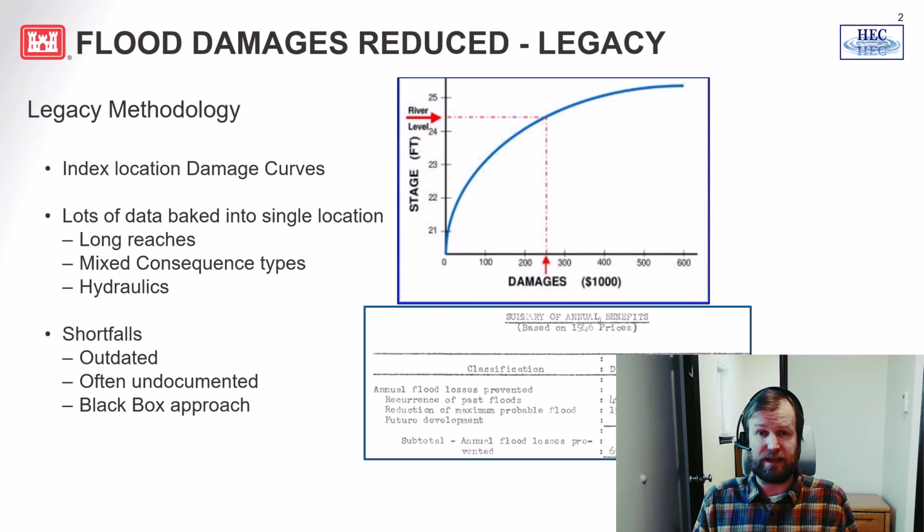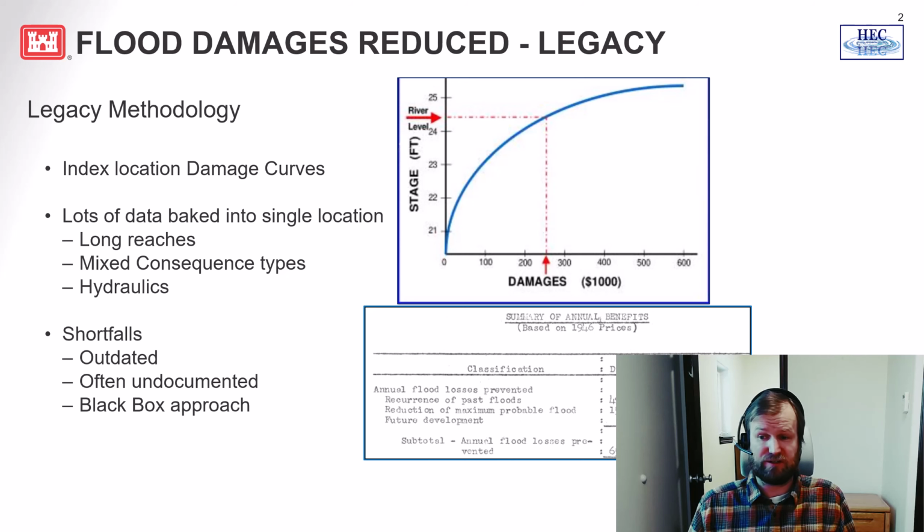Now, there's a lot of data baked into these single curves at the specific location: long reaches with mixed consequences types, and the hydraulics of river systems are built into these curves. Some of these curves are from the original construction of the project, sometimes 60 plus years old. As you can imagine, there's a few issues with this approach.